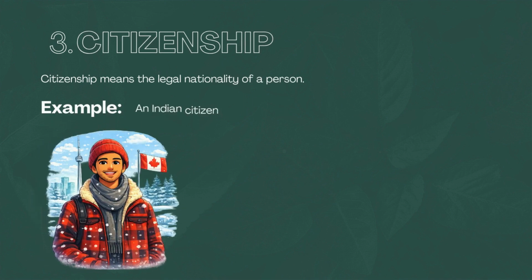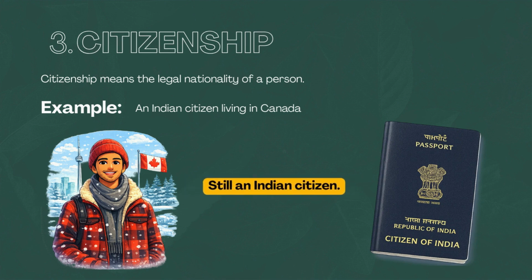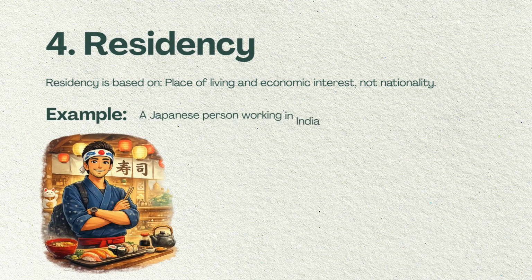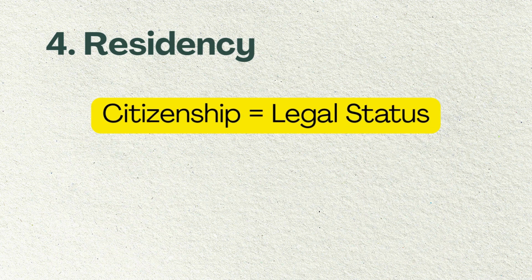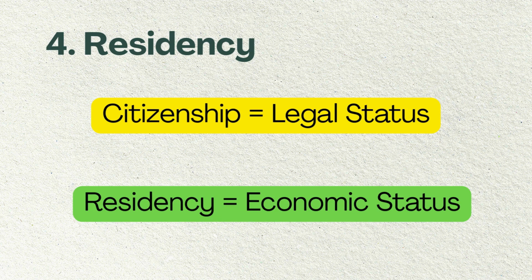Third, citizenship. Citizenship means the legal nationality of a person. For example, an Indian citizen living in Canada is still an Indian citizen. Fourth, residency. Residency is based on place of living and economic interest, not nationality. For example, a Japanese person living in India for 2 years is a resident of India. So, citizenship is equal to legal status, and residency is equal to economic status.